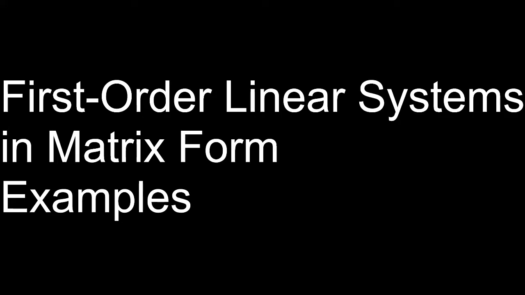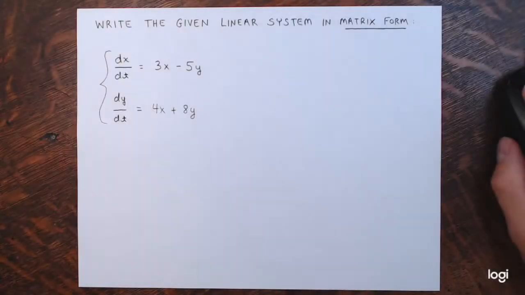Alright, so we're going to be taking a look at a system of first order linear differential equations, and going back and forth between writing it in what they call normal form, and writing it in what they call matrix form, expressing the system as a matrix equation. So let's take a look.